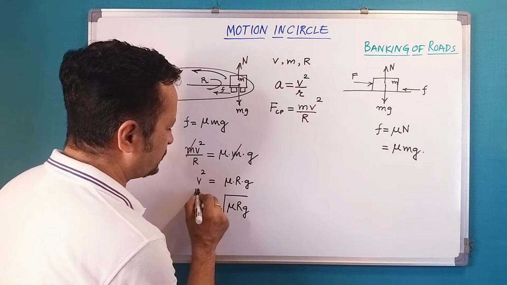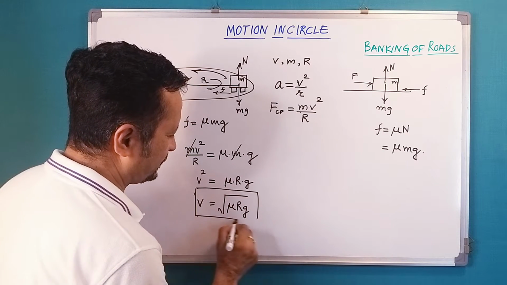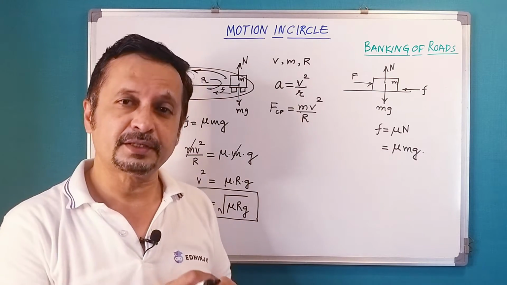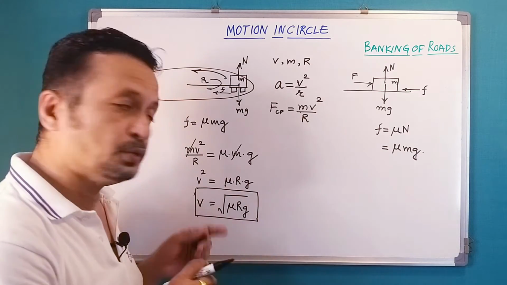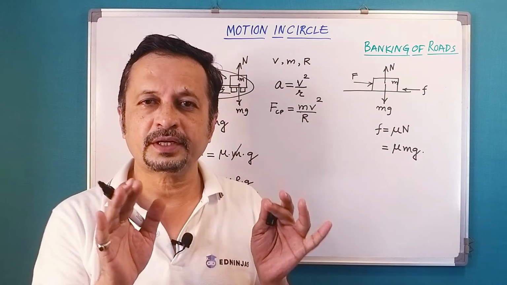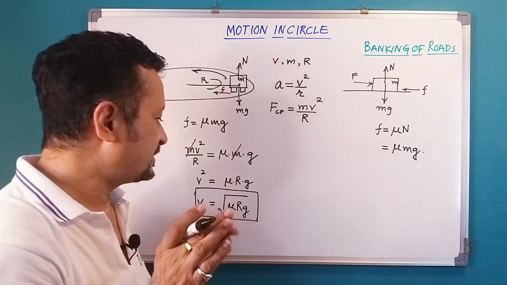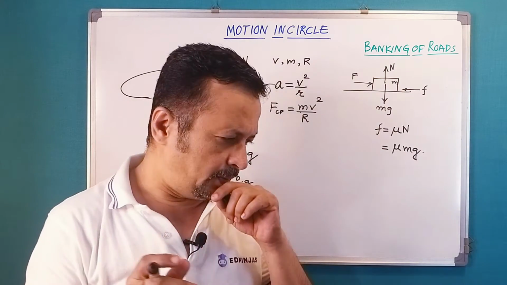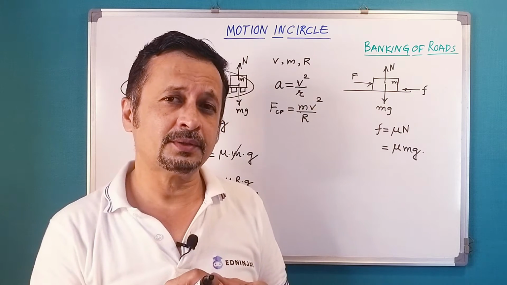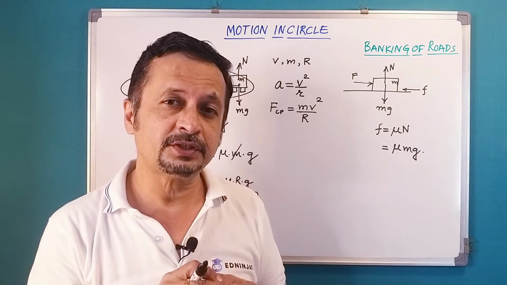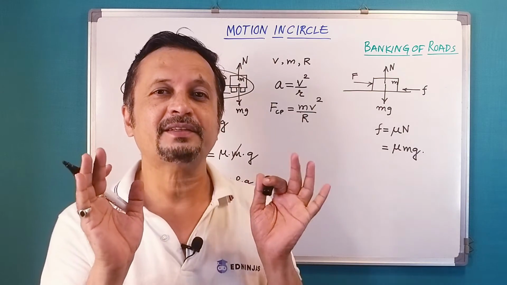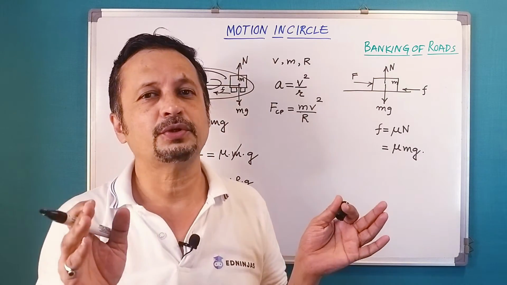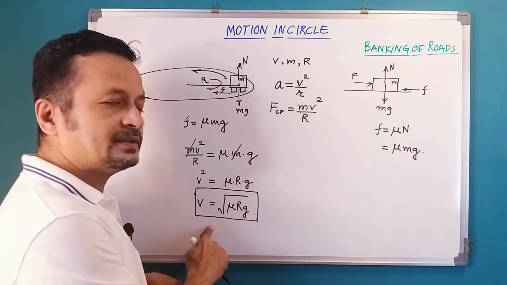Now what does this expression tell us? This expression tells us that if the coefficient of friction between the tires and the road surface is mu, the radius of the curve that the car is taking is R, and g is the acceleration of free fall, then the velocity with which this car can safely take this turn without skidding off the road is given by this.